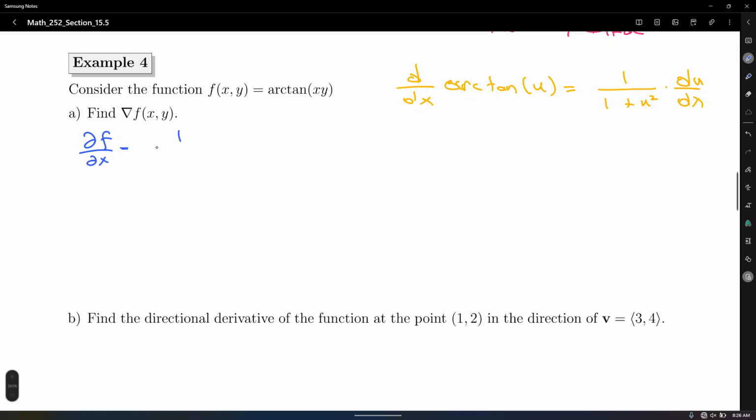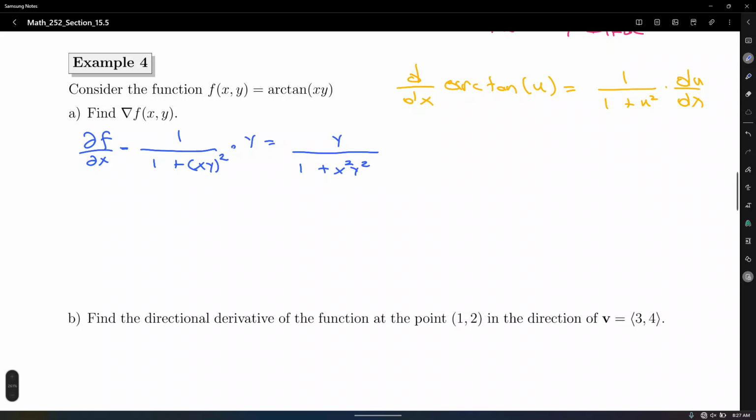That is 1 over 1 plus the quantity in parentheses xy squared times, careful, the partial derivative of xy with respect to x. So the derivative of x there is going to be simply 1 times the multiple constant, which is y. That's going to be times y, which is going to give us, number 1, y over 1 plus x squared y squared. All right.